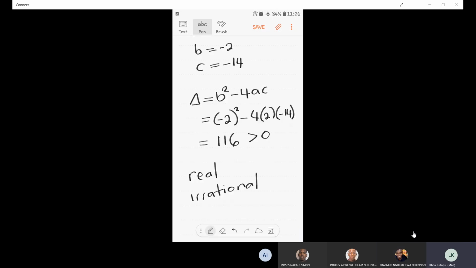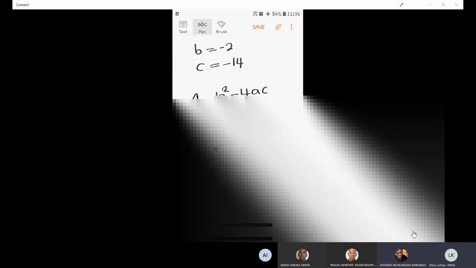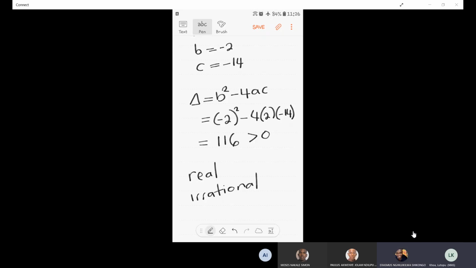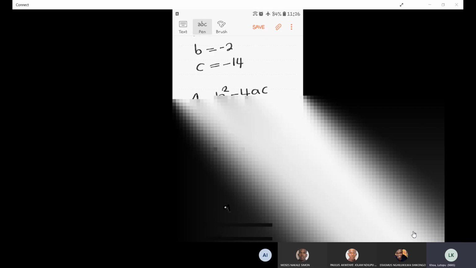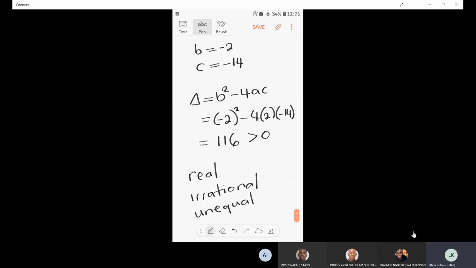And what else do I have? The roots are also unequal because it is not equal to 0. Okay, so if it was equal to 0, they would be equal, otherwise it is unequal. So what I have is real, irrational, and unequal. That is how I would classify them.